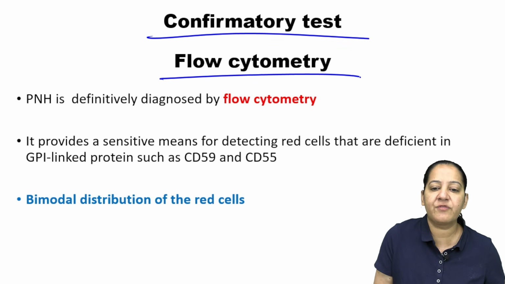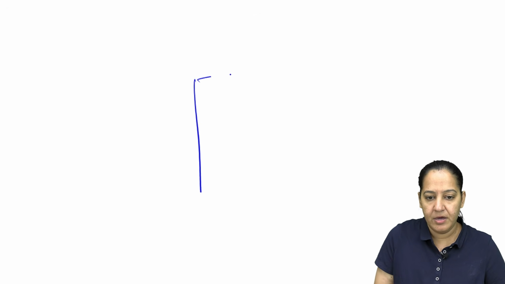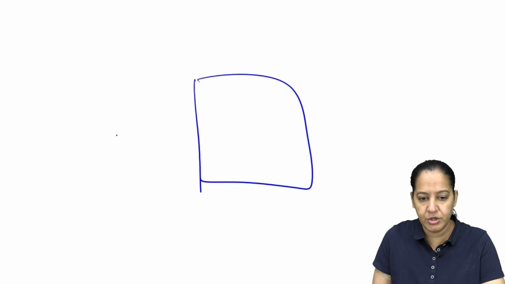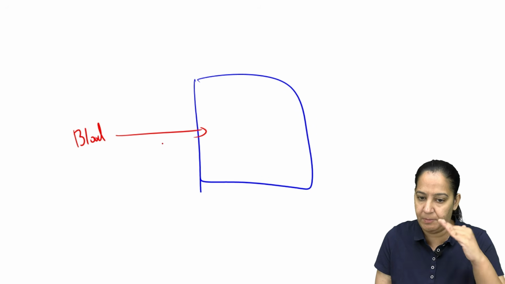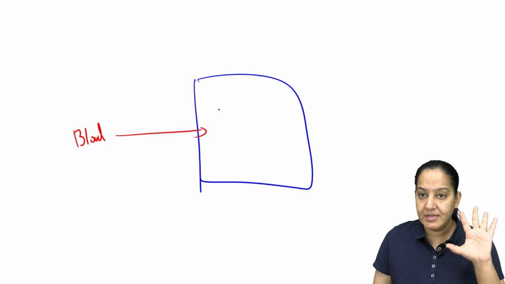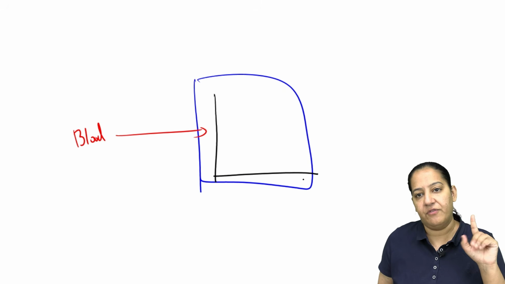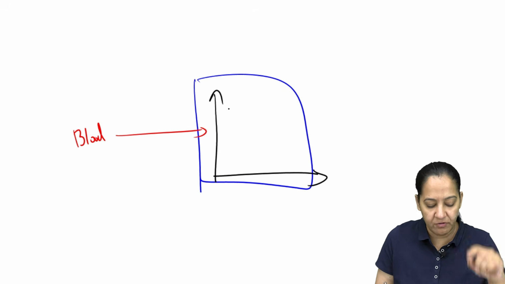The confirmatory test is flow cytometry. So what is flow cytometry? A flow cytometer is an instrument in which you flow the blood of the patient. You take a test tube and flow the blood here. Now in this flow cytometer, we can make a graph on the monitor screen, right? We can select what we want on the x-axis and what we want on the y-axis.